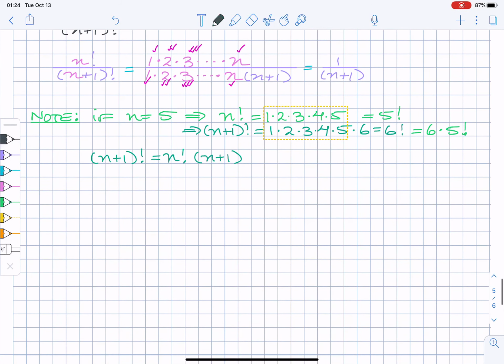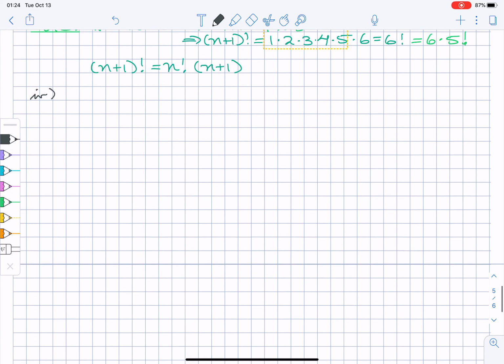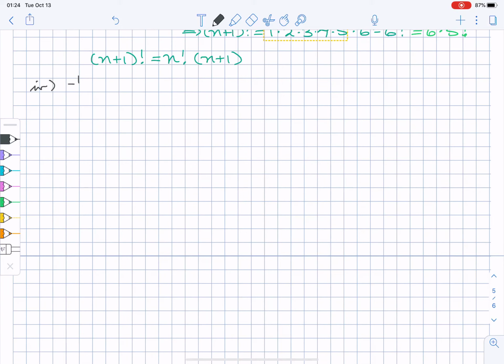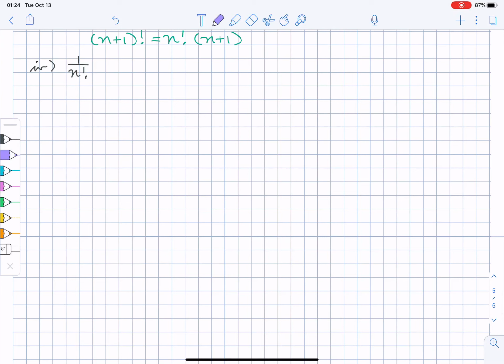Okay, so let's do a final one, number 4. Or that was number 3, right? Let's do 1 over n factorial. Okay, well, n factorial is just the product of all integers up to and including n. So this is going to be 1 over 1 times 2 times 3 times 4, all the way out to times n. That's all a factorial is.